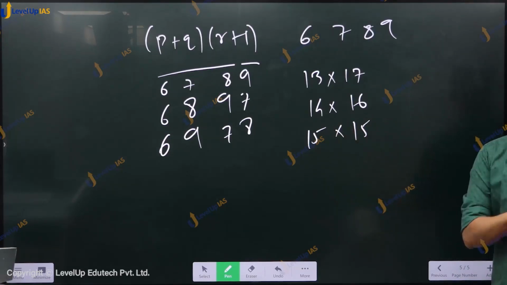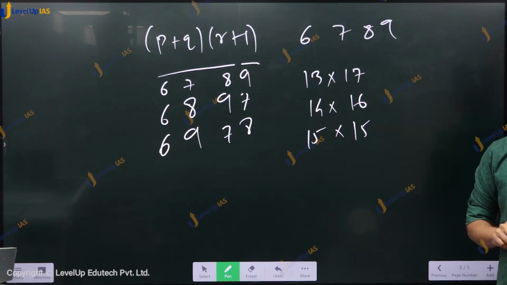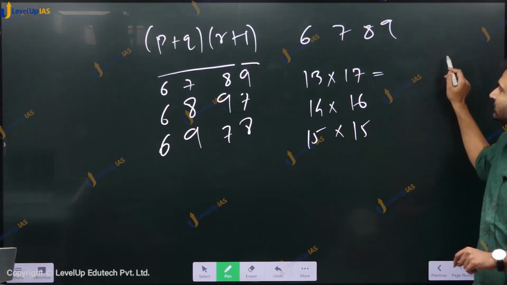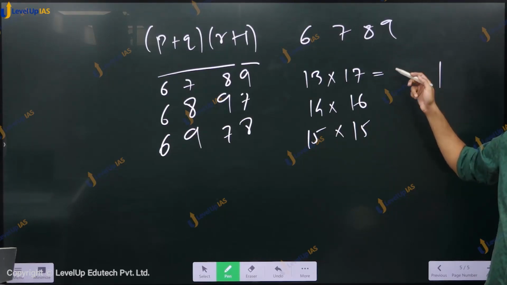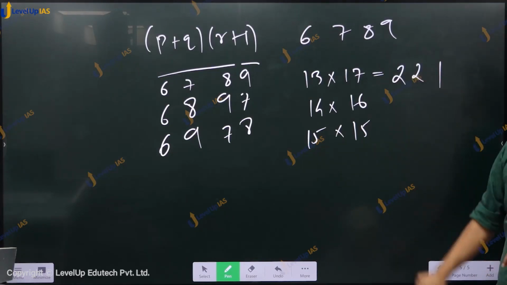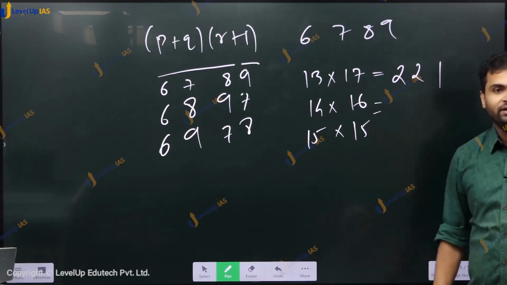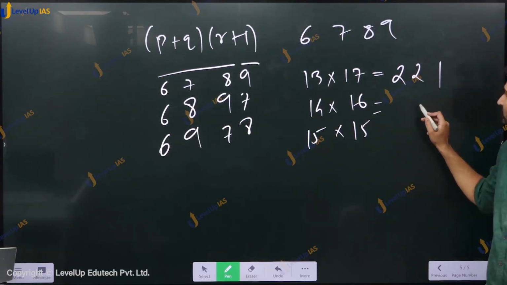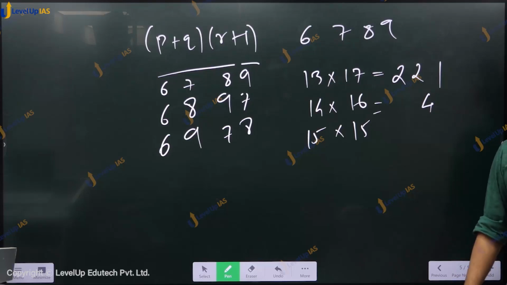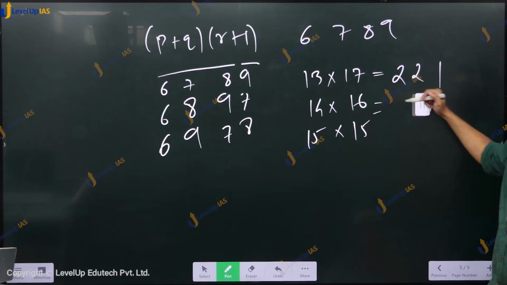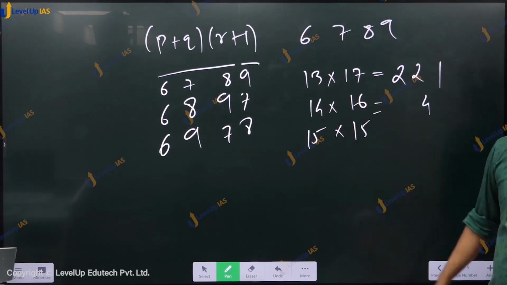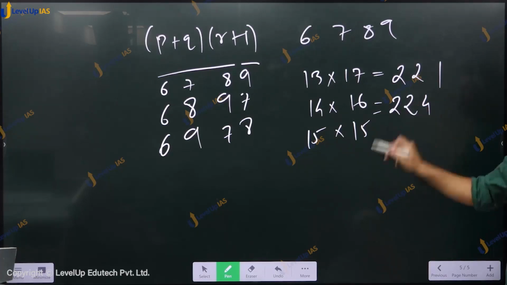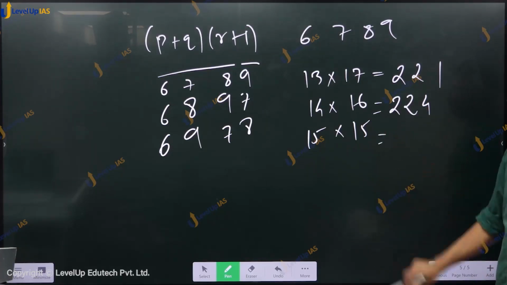किसको आता है 13 का टेबल? हाँ, good. 13 sevens are 91. 13 ones are 13 plus 9, 221. 14 का टेबल किसको आता है? 14 6 जा 84. 16 4 जा 64. 16 ones are 16 plus 6, 224. And this is 15 ka square.